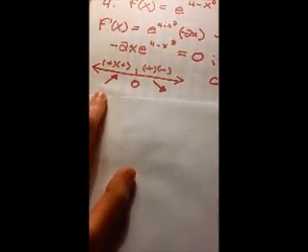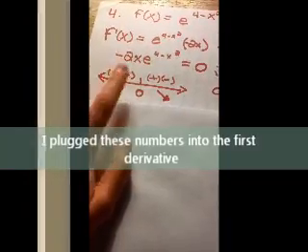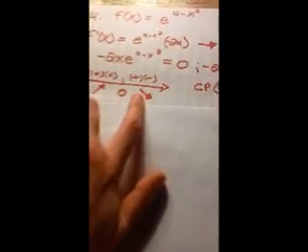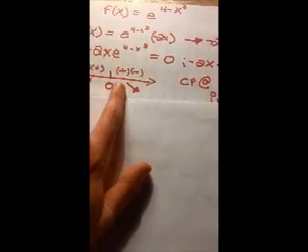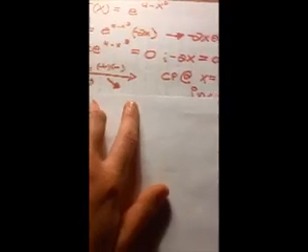So since that's my critical point, I need to find out whether it's increasing or decreasing here. So I have a negative 1 plugged in, which would give me a positive times a positive, so that means it's increasing. And then on the other side, I have a 1 plugged in, and I have a positive times a negative, which gives me a decrease.